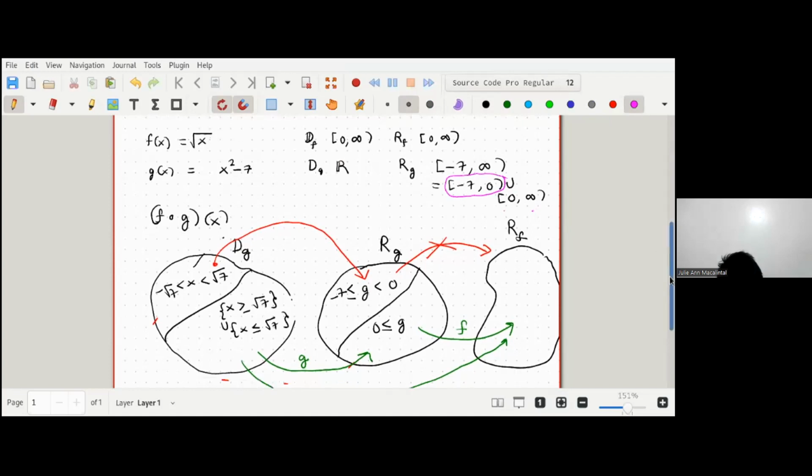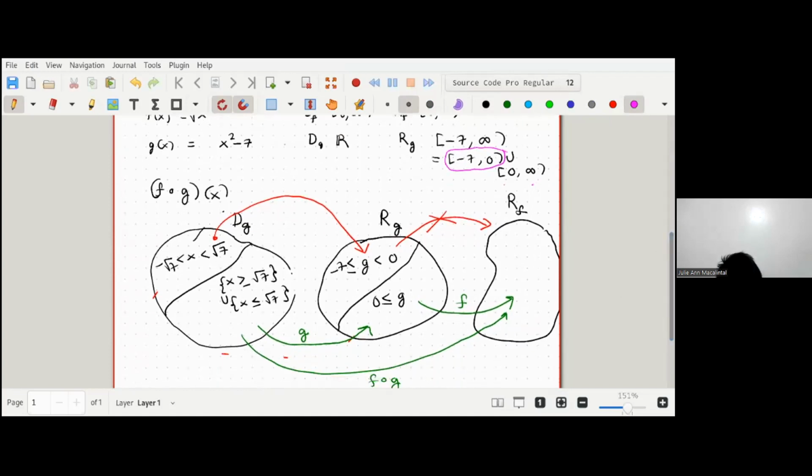So itong range of f is also going to be the range of f circle g. For this case, equal yung dalawang ranges. Range of f circle g is the same as the range of f. Kaya kailangan mong mag-ingat kasi may mga cases na hindi nag-i-equal yung mga domains at ranges eh. Okay? Opo.